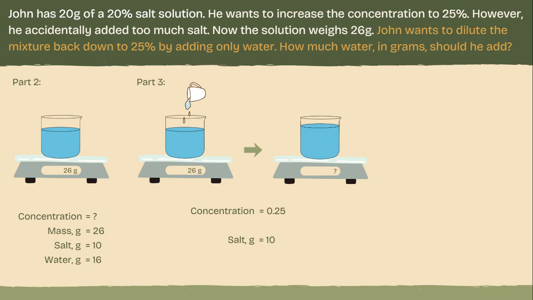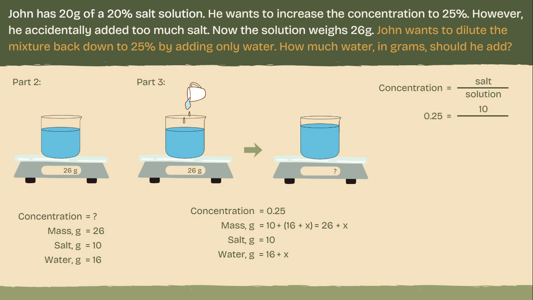Let us let the amount of water added be x grams. The total water is now 16 plus x, and the total solution is 10 plus 16 plus x, or 26 plus x. Using the concentration formula, the concentration is 0.25 equals 10 over 26 plus x. Since 0.25 is equal to 1/4, we can write 1/4 equals 10 over 26 plus x.